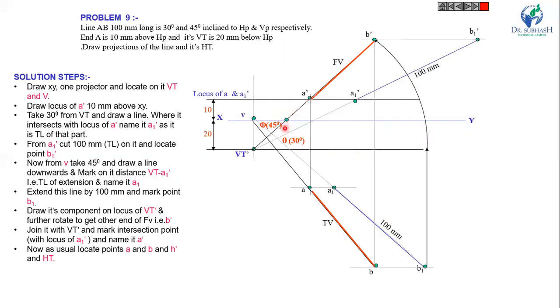Now here at this intersection point, draw the projector from this point. This is the HT and this point is H dash. In this way you can find the HT and the front view, top view and true length.